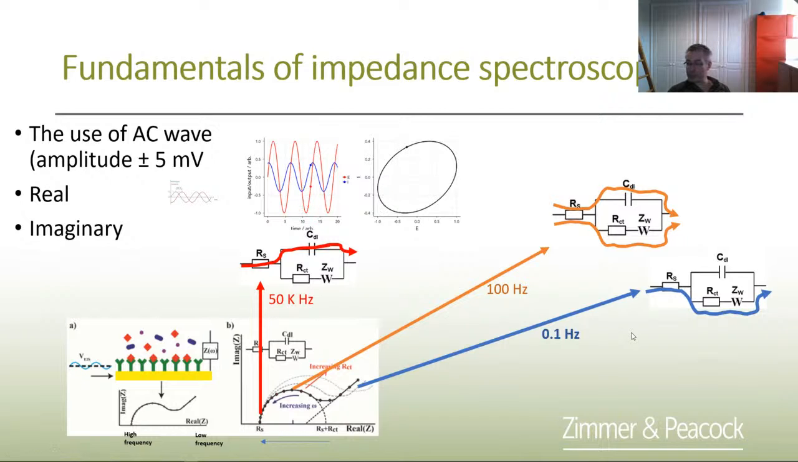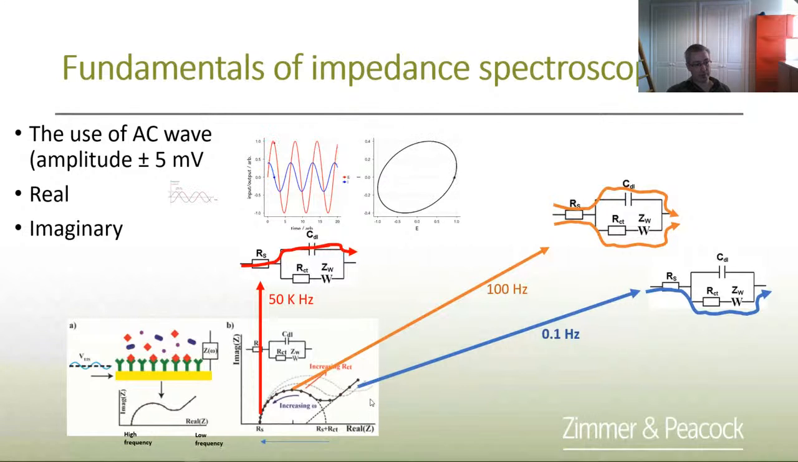And the reason we have a semicircle is because at high frequency, we go through one path. At medium frequency, we go through two paths, and at low frequency, we only go through one path. We've got a changing system, and it changes, and then we get this tail at the very low frequencies. And this tail is due to diffusion. You're actually witnessing molecules diffusing to the surface.